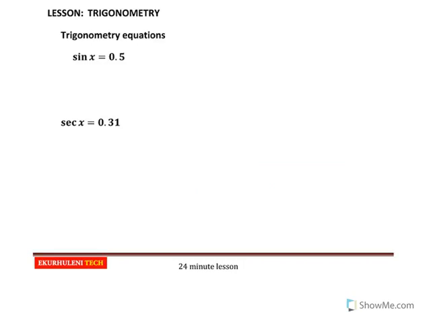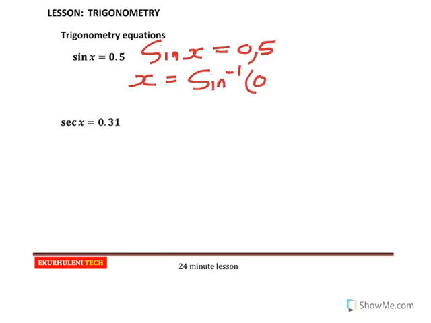Now let us look at simple trigonometric equations as a start. If you are given sine x is equal to 0.5, they want to find x, so this is how you do it. You say x is equal to arc sine, this is how you write arc sine, and then you put 0.5. When you use your calculator to punch arc sine 0.5, you are going to get an angle of 30 degrees. So the answer is 30 degrees. That's how you solve it.